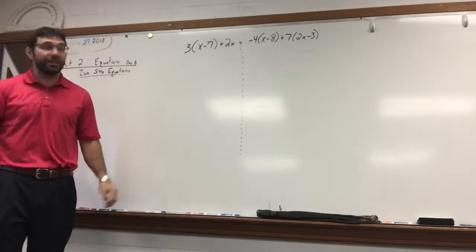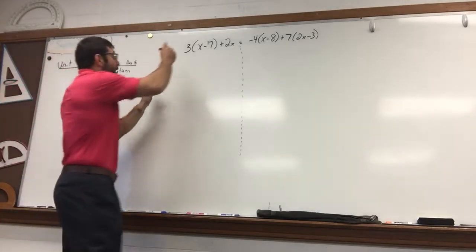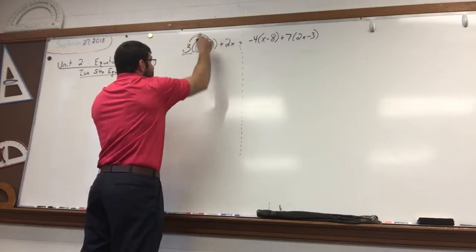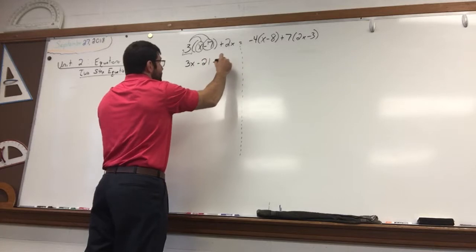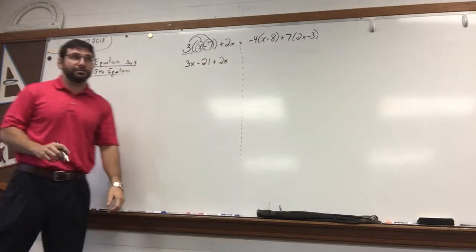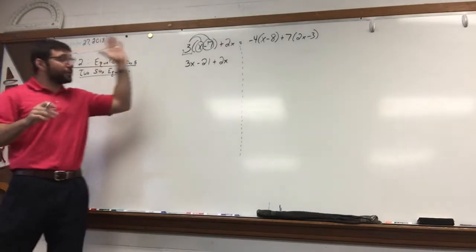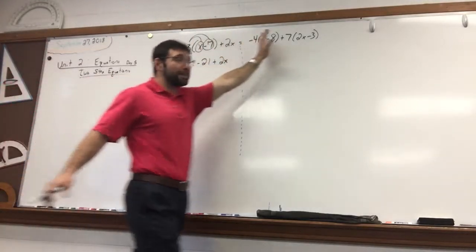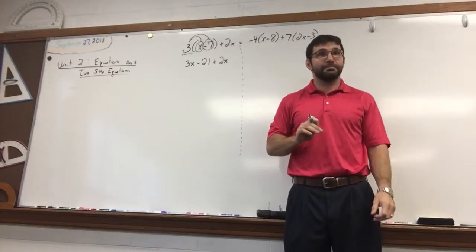The key is if needed. Do I need to distribute on this side? Yeah. I'm going to take this 3 and I'm going to distribute it to the x and to the -7. That gives me 3x minus 21 plus 2x. So we're distributing if needed. We're only focused on one side. Okay? I don't care about this side yet. I'm still dealing just with the left-hand side.